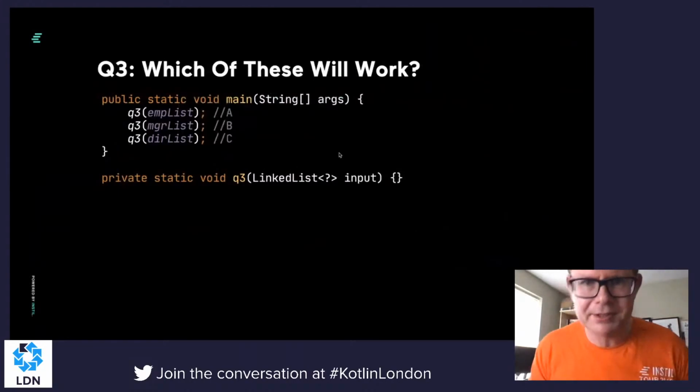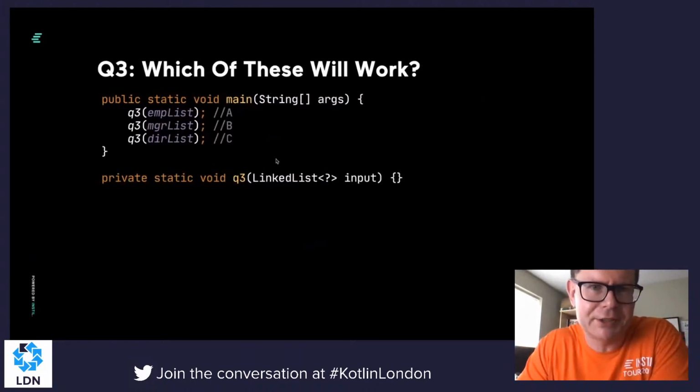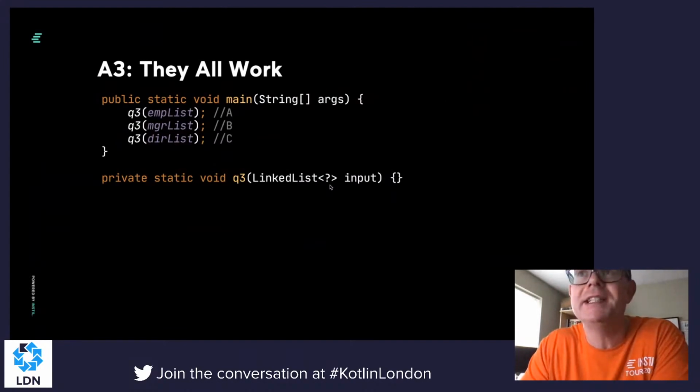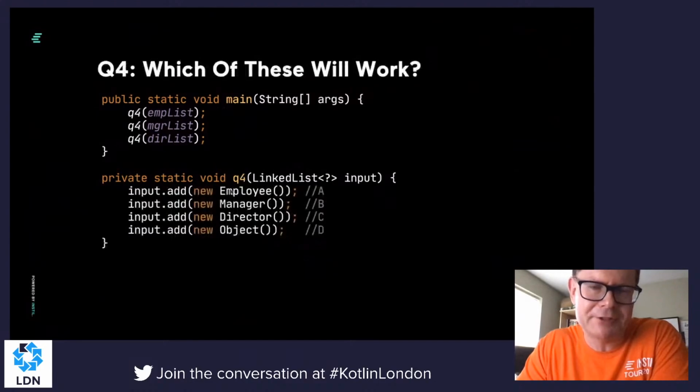So going back to our questions, looking at this code here, which of these will work? Well, here we're using the wildcard, the question mark, and all of these calls will go through. Yay. But then the problem is, what happens if we try to add anything? We won't be allowed to. So we can pass in a linked list of anything, but we won't be allowed to add any kind of object. We won't even be allowed to add, call D there, a new object. That trips up an awful lot of people. A lot of people think that should be possible, but it's not.